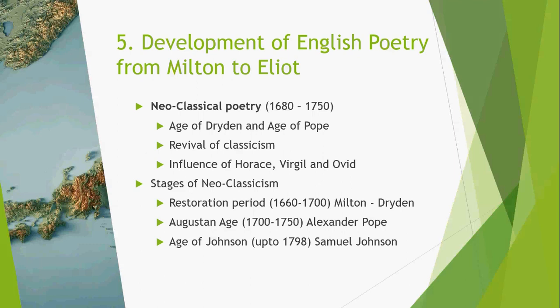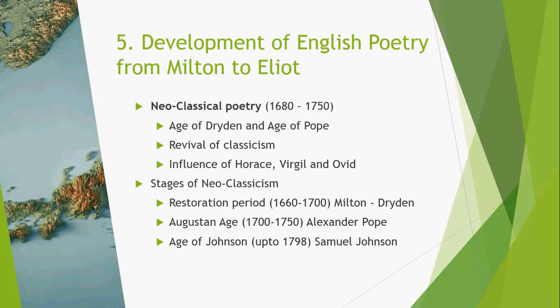So block 2 begins with a survey of English poetry from the time of Milton to Eliot. In the class yesterday, remember, we stopped with Milton, so I'm going to skip those parts of Unit 5. We will start from the period after that. After the Puritan age, we find a decadence in poetry, and then we find neoclassical poetry emerging on the scene. The period is given there, 1680 to 1750.